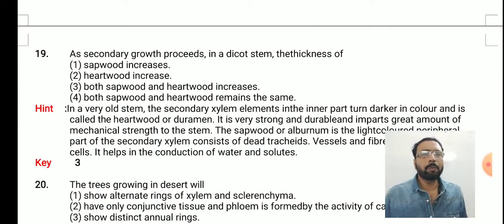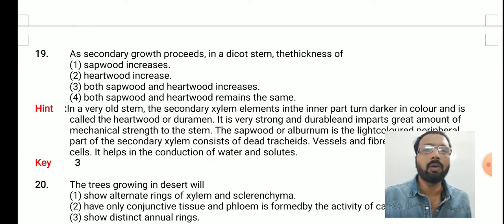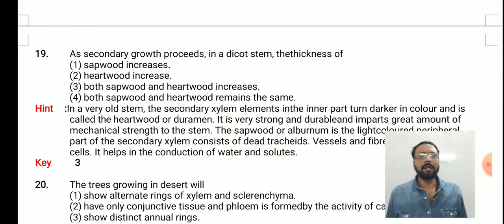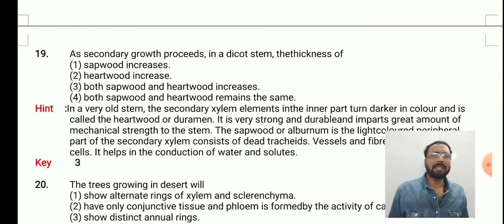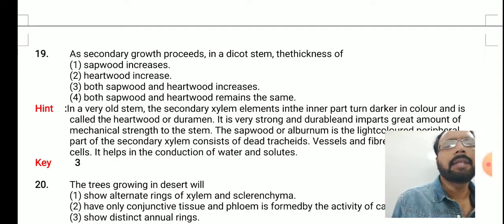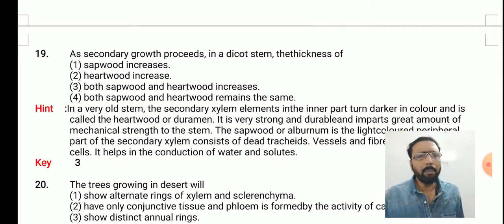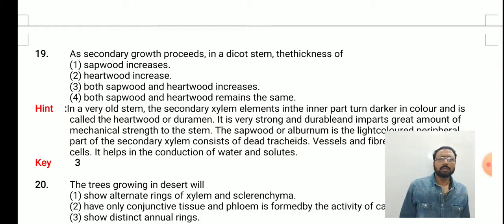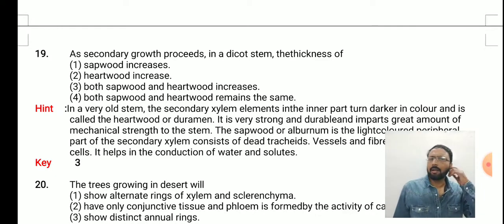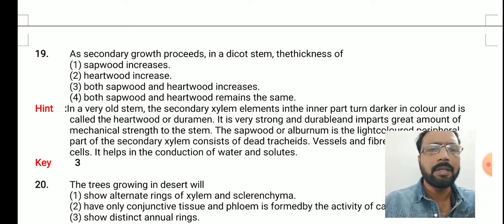As secondary growth proceeds in dicot stem, the thickness of what changes? Yes, secondary growth is there. So when secondary growth is there, definitely both sapwood and heartwood increase. Early formed wood. Here sapwood increases, heartwood increases. Definitely the third option, sapwood and heartwood increase.